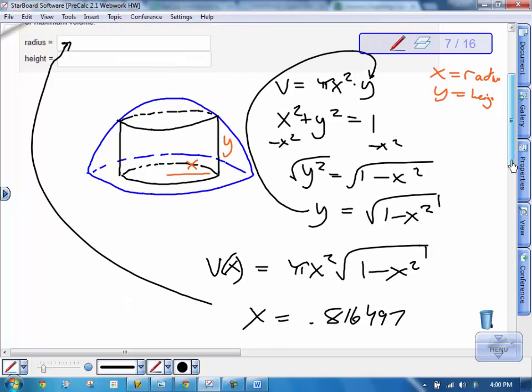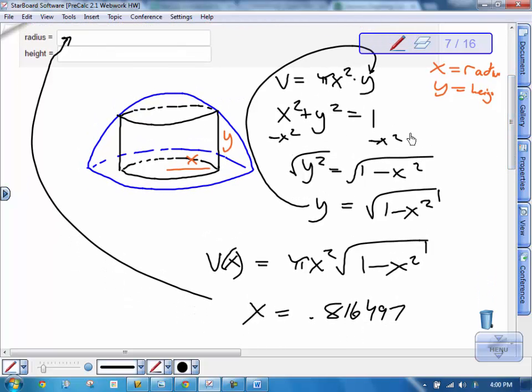But I need to find my height, so I need to use one of these relationships to find y. I just plug it in right here. So if you plug x in right there, that number right there, you can then solve for y. You square it, take 1 minus the number, and then square root it, you'll get y, which has to be positive, obviously. In my case, I think I got 0.5773 when I did that, or 0.577.